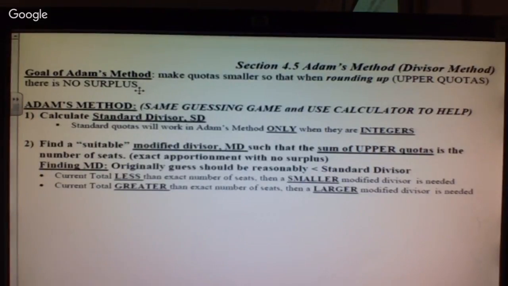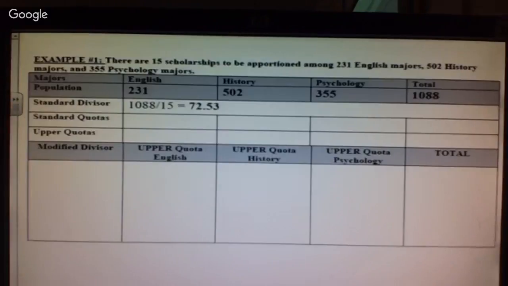So Adams method is almost identical to what you just did for the warm-up. But instead of doing lower quotas, everything gets rounded up. We do upper quotas. So you still need to calculate your standard divisor. You still need to get me a total. You still need to divide by the number of seats to give me that standard divisor. You still need to use your calculator, which is why I'm going to give you time in class to finish up with what you need to do for homework tonight.